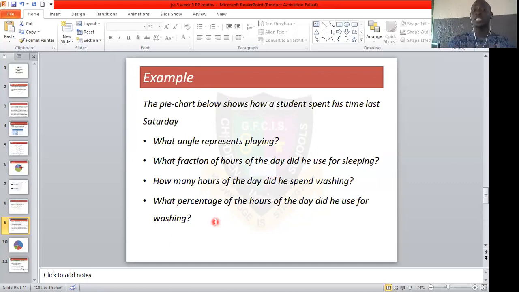to find the fraction and the percentage. Number one, what angle represents playing? Let's go to it.